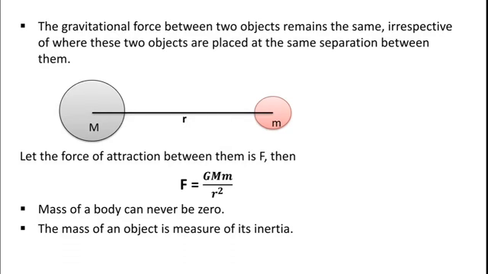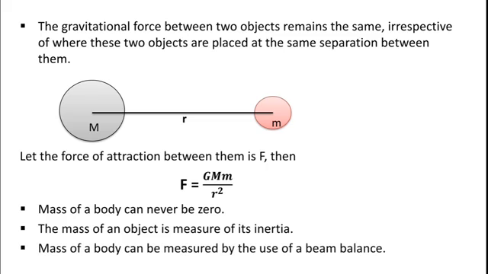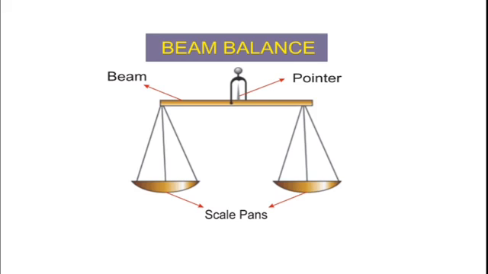Means the inertia of the truck is more as it has more tendency to maintain its state of rest because of its large mass as compared to the cycle. So it is clear that the mass of an object is a measure of its inertia. Now, the mass of a body can be measured by the use of a beam balance. So this is the beam balance.